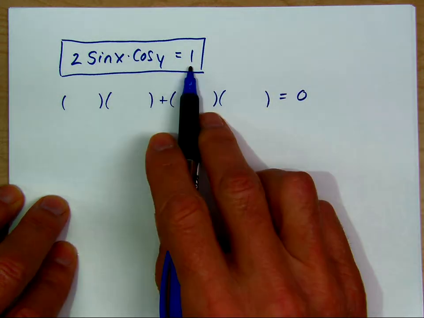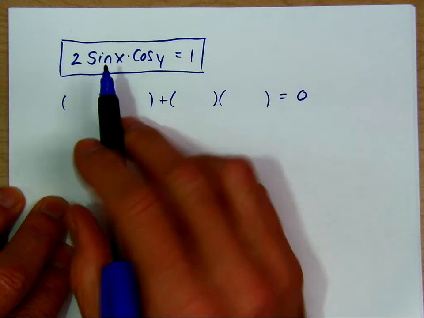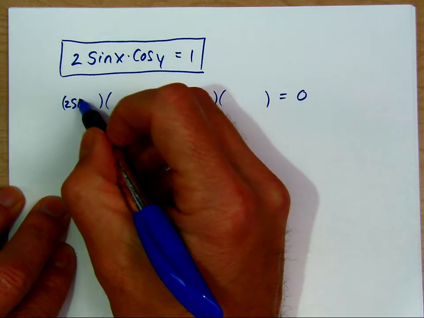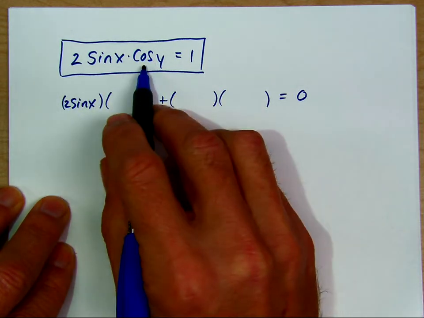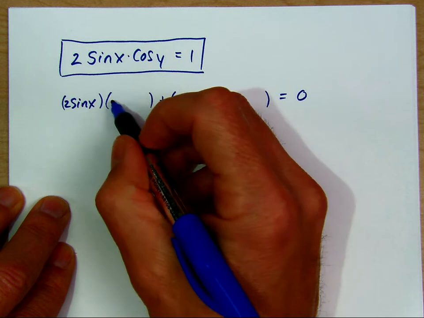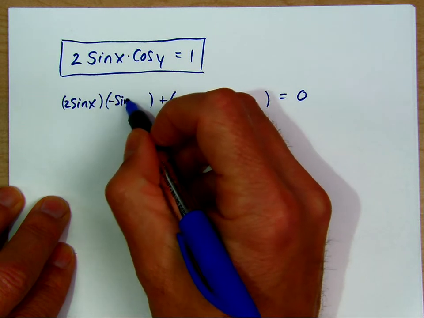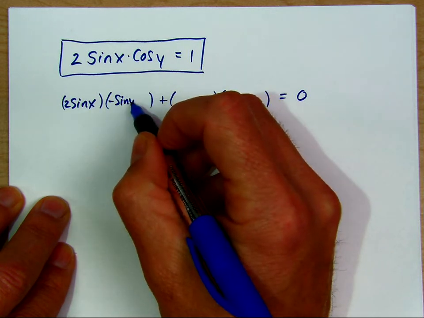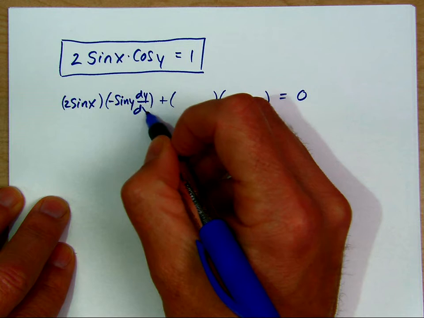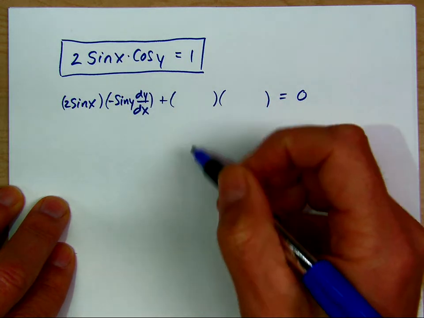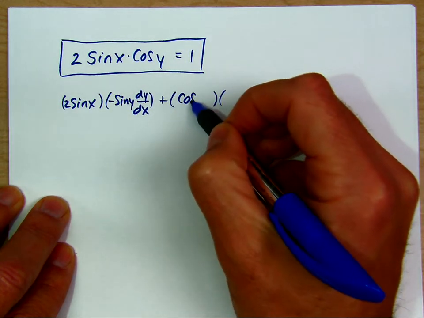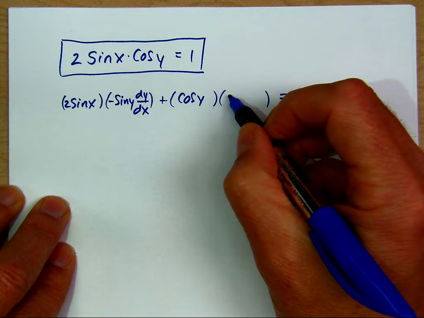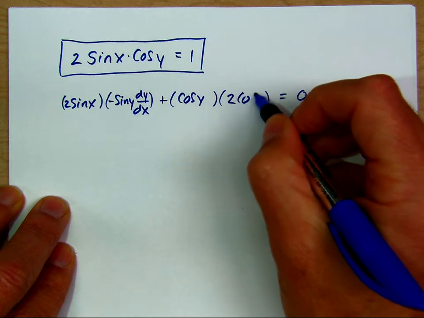The derivative of 1 is 0, and then we'll have the first factor times the derivative of the second factor. That is negative sine y, but there's a y there, so we have to put dy dx. Then we have the second factor times the derivative of the first, and that's going to be 2 cosine x.